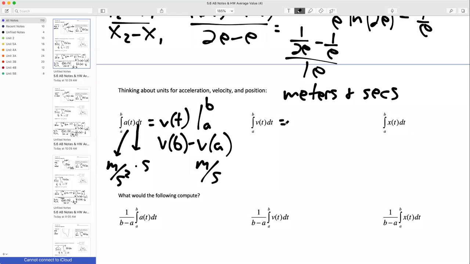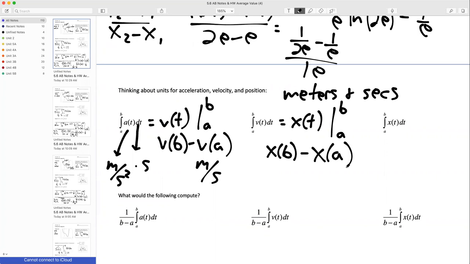If I integrate the velocity, I get position, again because the derivative of the position is the velocity. So this would give me x of t evaluated from A to B. And then I plug in the bounds. I get x of b minus x of a.